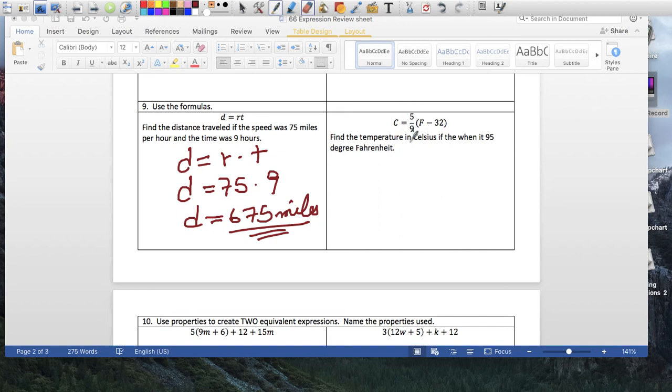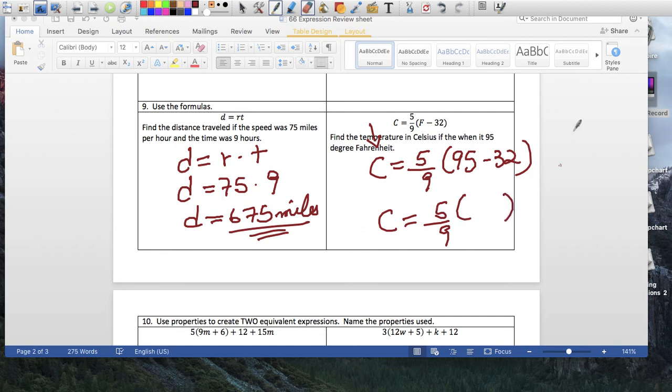Temperature. So this is a formula for you to change from Fahrenheit to Celsius. Okay, so C equals 5/9, and if the temperature in Fahrenheit outside was 95, which is a pretty hot day, right? Minus 32. Let's see what that would be in Celsius. So 5/9. Let's find out what's in the parentheses first. 95 minus 32. 63. So my temperature in Celsius will be 5 ninths times 63. So I'll do that.